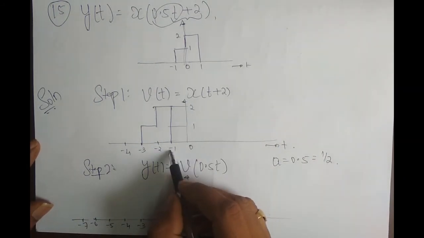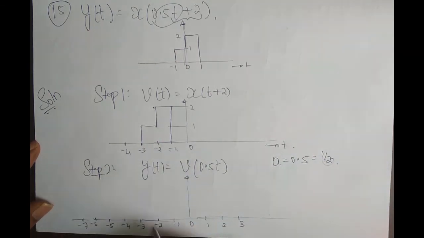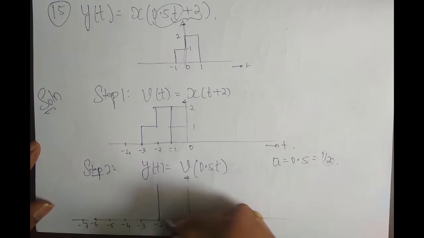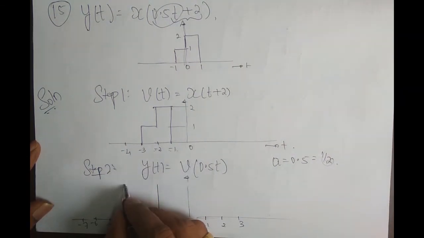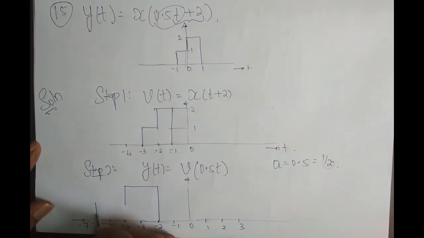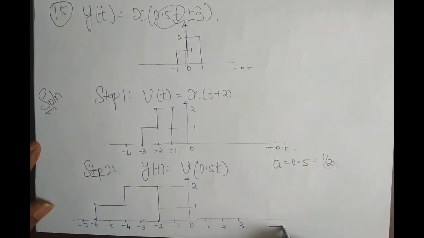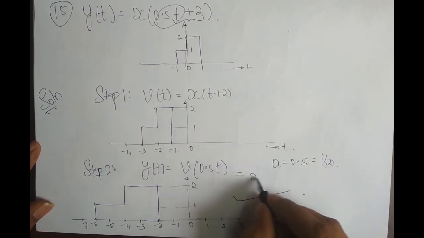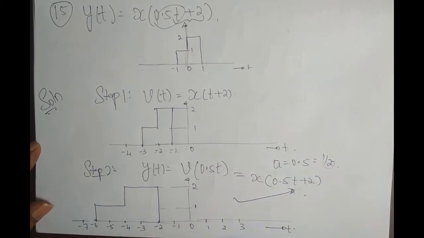So amplitude at t is equal to minus 1 goes to where? So minus 1 times the inverse of a, which is 2, right? Minus 1 times 2 is minus 2. Amplitude at t is equal to minus 2 goes to minus 2 times 2, which is minus 4. Amplitude at t is equal to minus 3 goes to minus 3 times 2, which is minus 6. This amplitude is 1, this amplitude is 2. Okay, so this is t. So what is this in terms of x of t? X of 0.5t plus 2. This is our signal y of t. Okay.